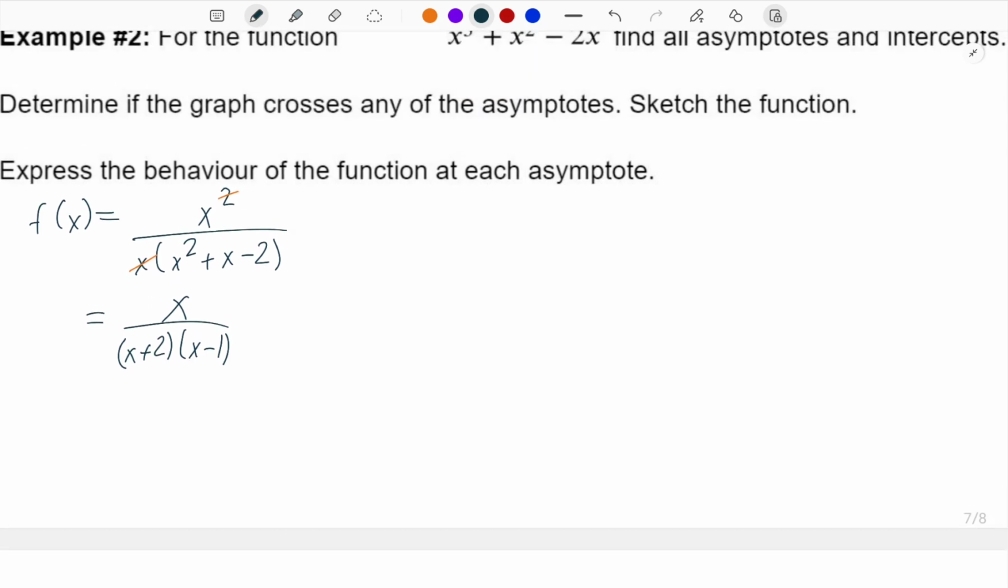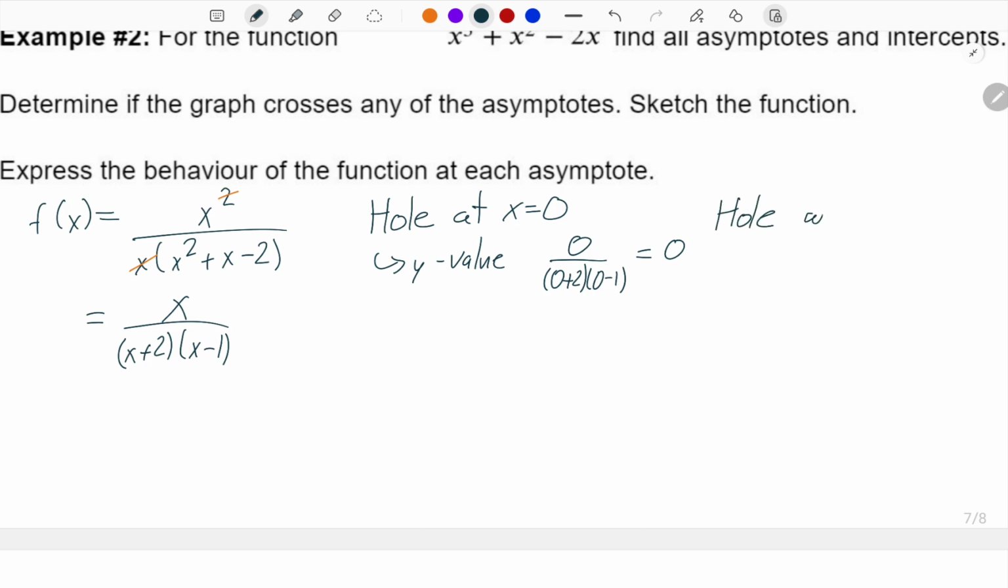Since we canceled out an x, let's make sure we mention that we have a hole at x equal to 0. Not only that, let's find the y value. To find the y value, just plug it into your simplified equation. So that's going to be 0 over, well, it really doesn't matter what's in the denominator at this point. 0 divided by some number, as long as it's not 0, is 0. So we've got a hole at (0, 0). We'll make sure to include that when we graph our function.